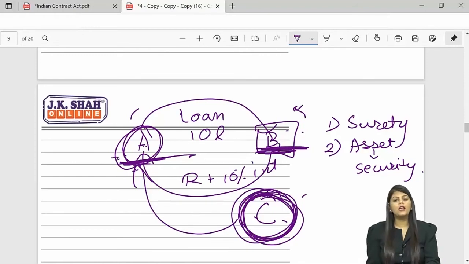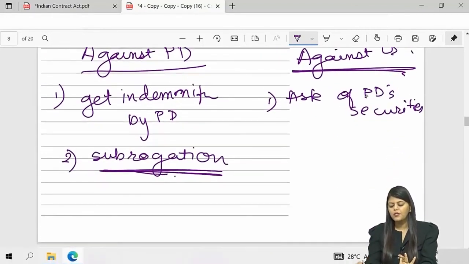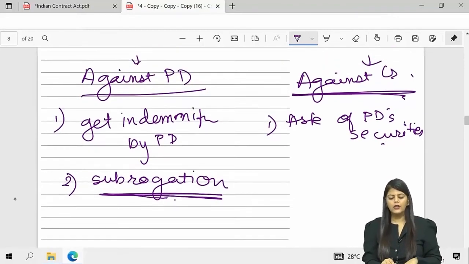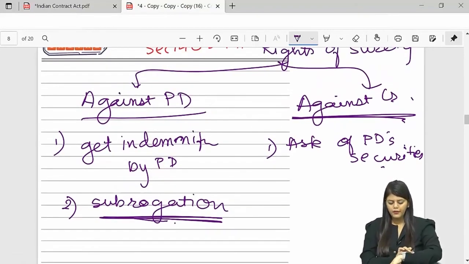But you know, if A says, I lost those securities, I gave them to someone else, then C is discharged to that extent, whatever amount he has lost. So here, he can ask for the principal debtor's securities, if any. So these are the rights against the principal debtor and rights against the creditor.